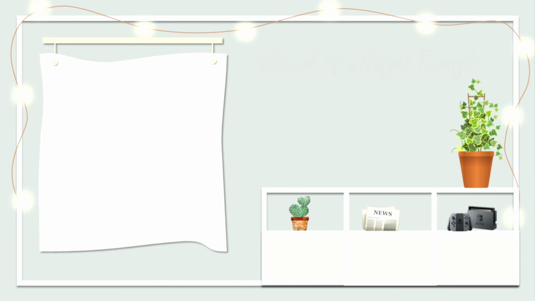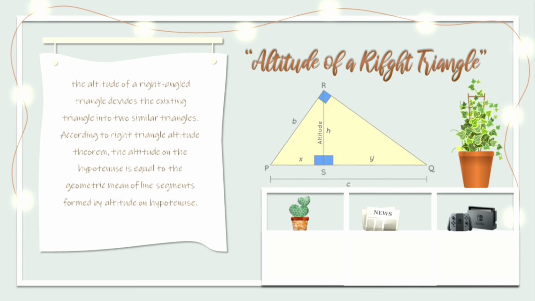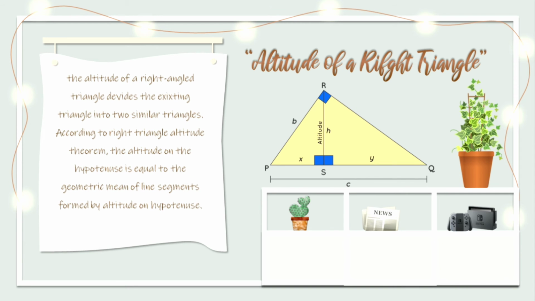The fourth is the altitude of a right triangle. The altitude of a right angle triangle divides the existing triangle into two similar triangles. According to the right triangle altitude theorem, the altitude on the hypotenuse is equal to the geometric mean of the line segments formed by the altitude on the hypotenuse.